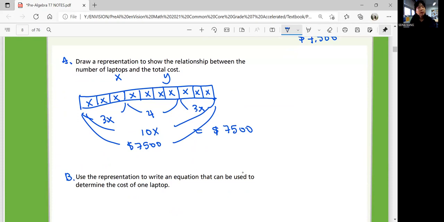Part B, use the representation to write an equation that can be used to determine the cost of one laptop. So using the linear equation, 10x is equal to 7,500. What is the cost for one laptop, which is X? 7,500 divided by 10 would give you an X, which is $750. So one laptop would cost $750.